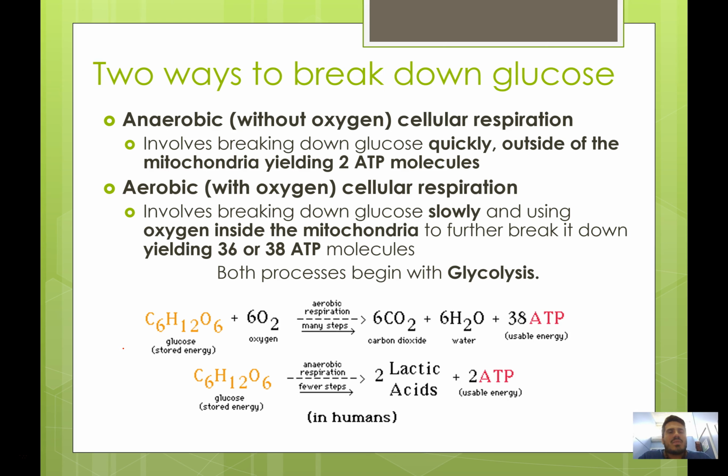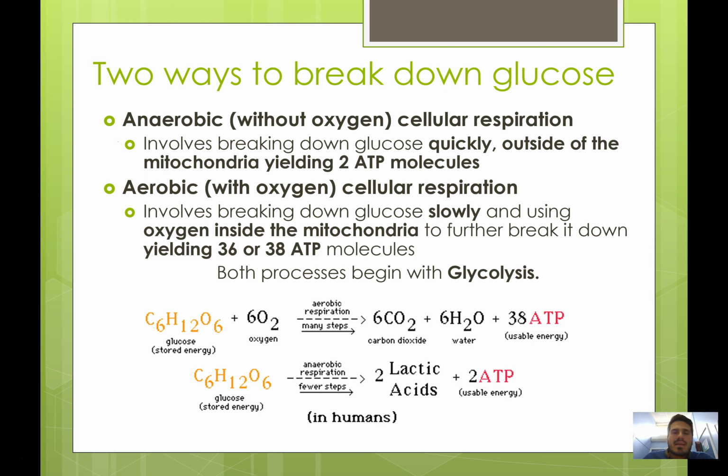So there's 2 actual ways we can break down glucose in our bodies. Right, the first way is the fast way. It's called anaerobic, so without oxygen, cellular respiration, and it just involves breaking down this glucose molecule really quickly. It really just breaks it down once, right? This happens outside of the mitochondria, and it gets us about 2 ATP molecules.